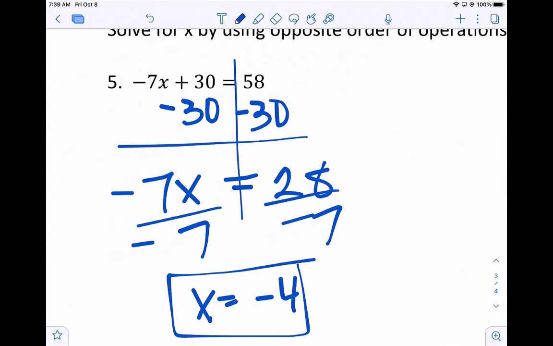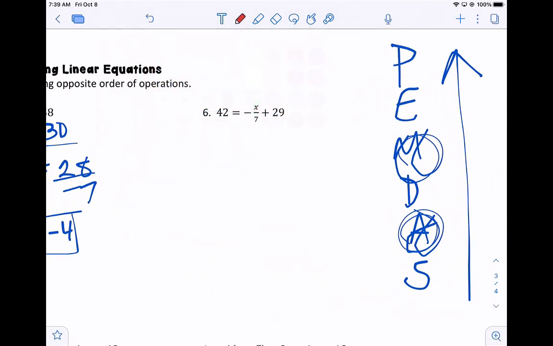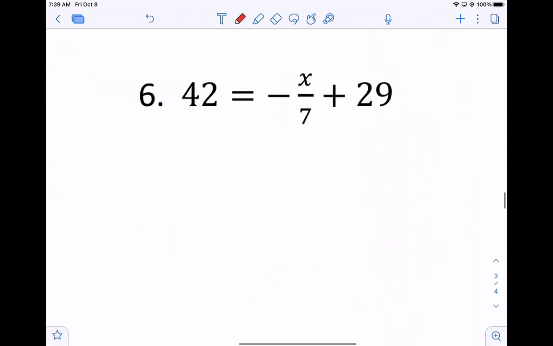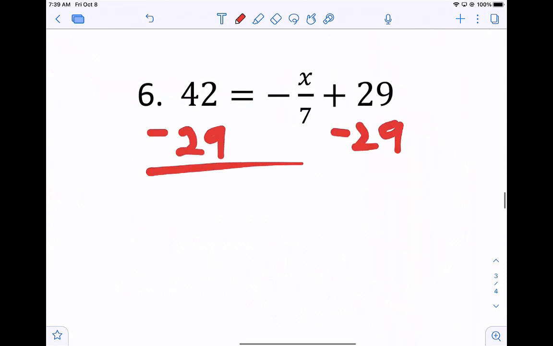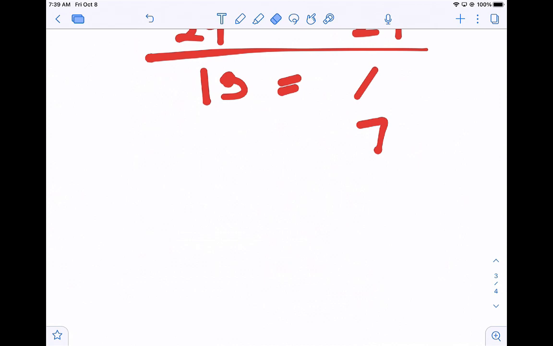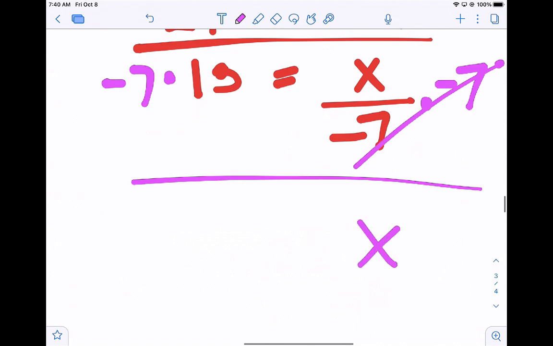You can check your answer by plugging in and seeing if both sides are equal. So in our next one, we have addition and also division, right? The -x divided by 7 is division. So addition and division means we get rid of the addition first, so we'll subtract 29 from each side. So we will get 13 equals -x over 7. And -x over 7 is the same as x over -7. And if we're dividing by a -7, to get rid of dividing, we can multiply. So we're going to multiply each side by -7 to get rid of it on the right-hand side. Cancels on this side. And we get x equals -91.